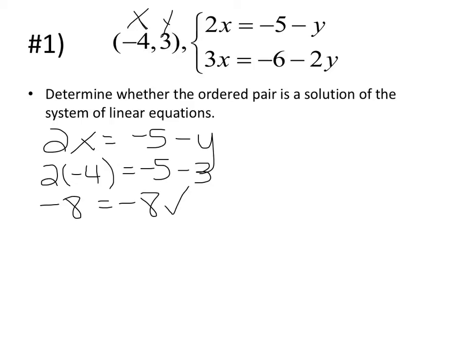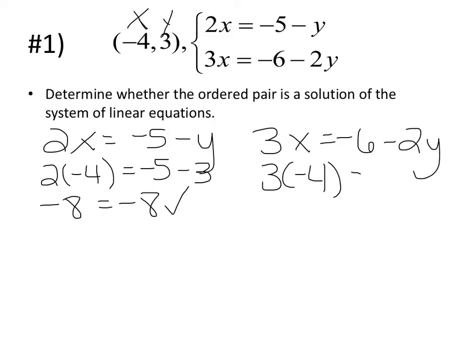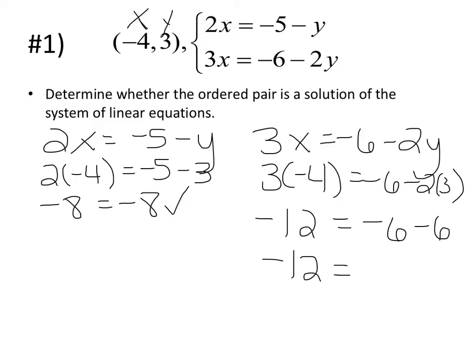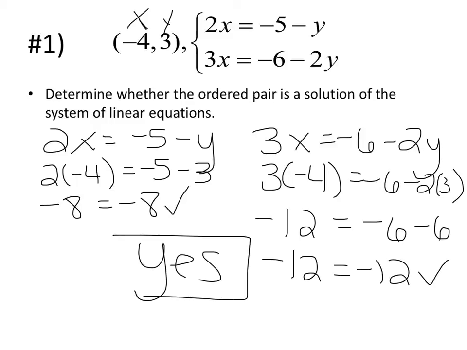And then we've got 3x is equal to negative 6 minus 2y. So we're going to plug in negative 4 for x and 3 for y. So this is negative 12 is equal to negative 6 minus 6. So negative 12 is equal to negative 12. So that is also true. So number 1 is yes.